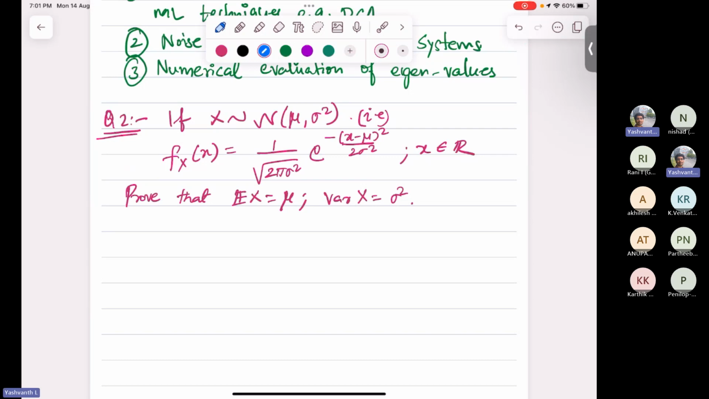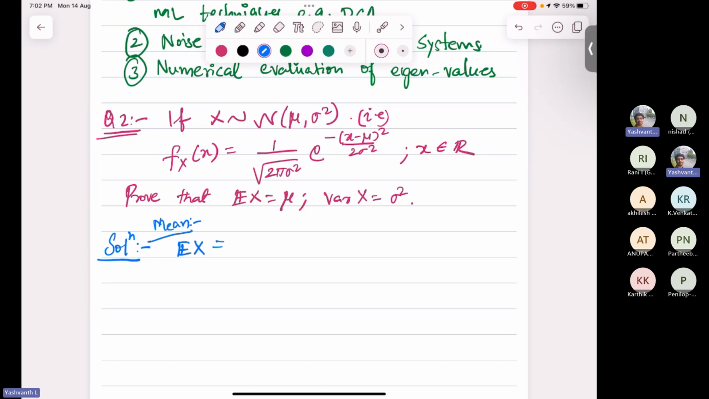Okay, it's a bit tedious. It's a bit lengthy proof, but not very lengthy. It's just calculations. You can just follow the steps that I'm doing, and it's just a calculation based question, to get familiar with how to do the integrals to compute mean and variance. Now let's first see how to compute the mean, that is, the expected value.